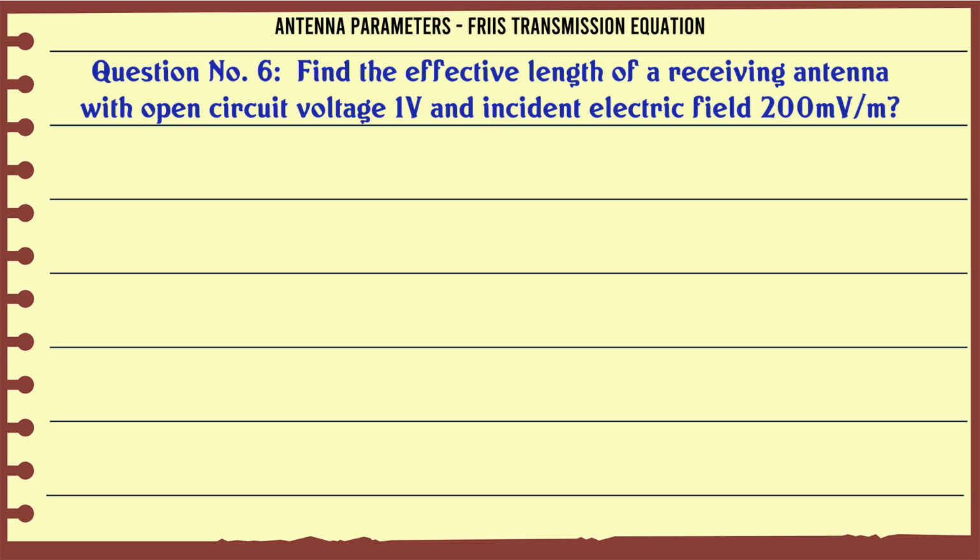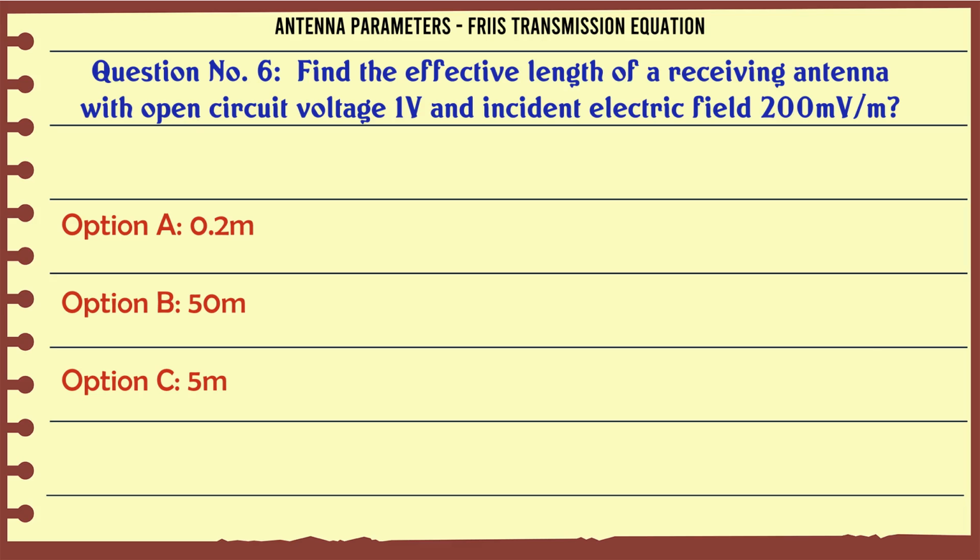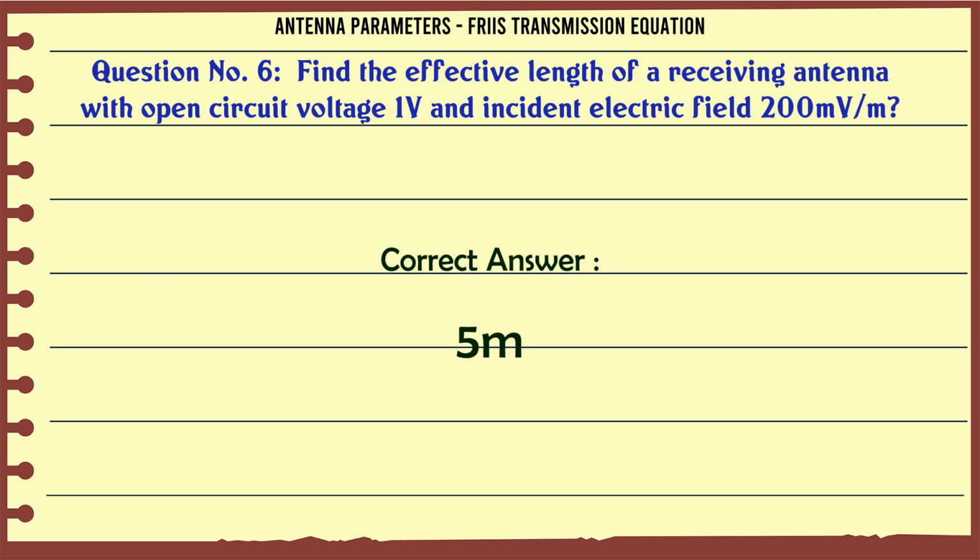Find the effective length of a receiving antenna with open circuit voltage 1 V and incident electric field 200 mV/m. A, 0.2 m; B, 50 m; C, 5 m; D, 5 cm. The correct answer is 5 m.